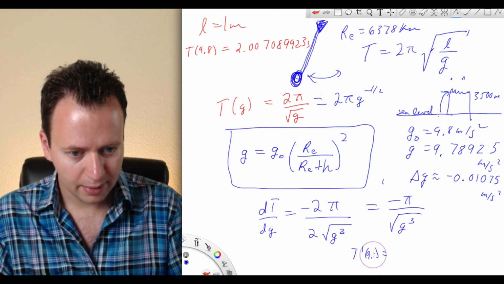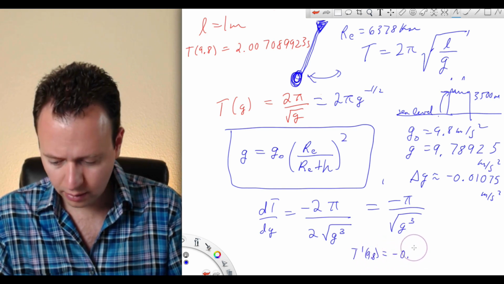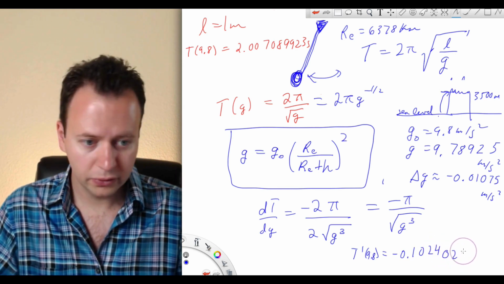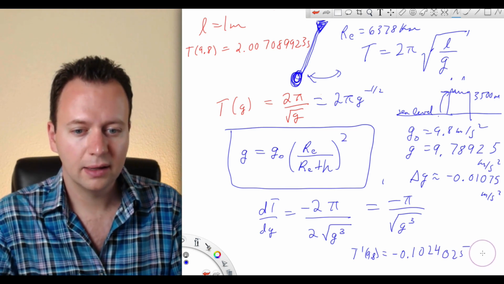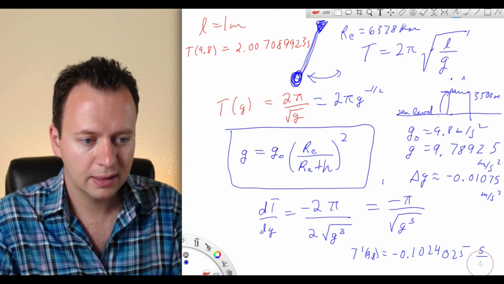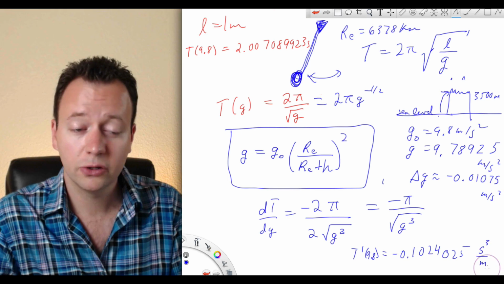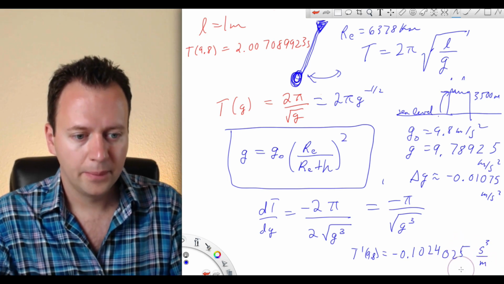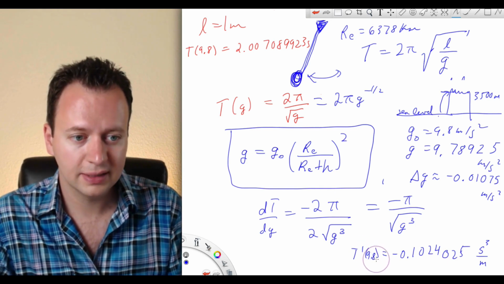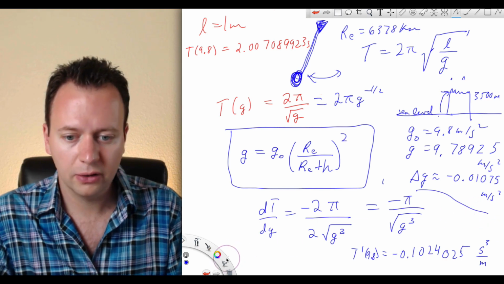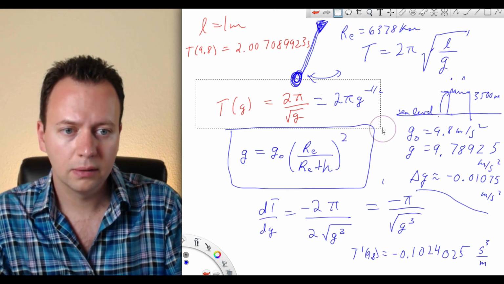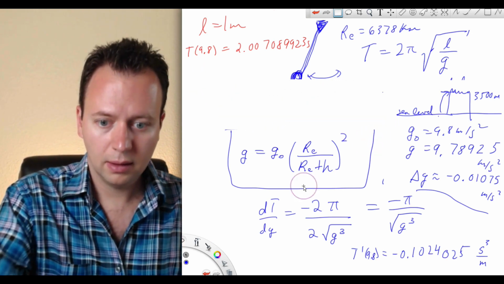So T prime at 9.8 is going to be approximately minus 0.1024. The units would be seconds per acceleration due to gravity, which is meters per second squared, so seconds cubed per meter. So that is the approximate derivative of the period with respect to gravitational acceleration. And then we have the change in the gravitational acceleration. So what we can do is write the following.